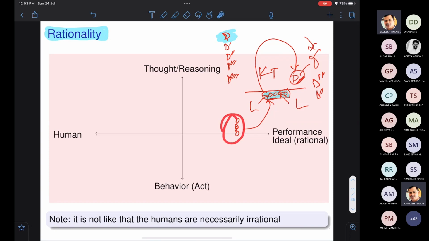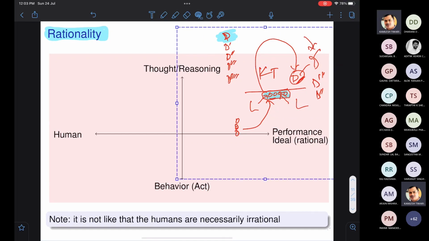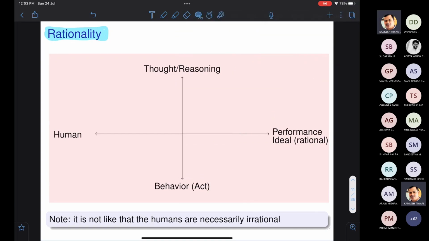If this has already been included, then what needs to be done? Right now, let's assume that those things are not available, and based on this, the right decision is this. Then I should take this decision. If I take any other decision, I am not rational. So you understand what a rational system is? Let's assume that this is the rational system.